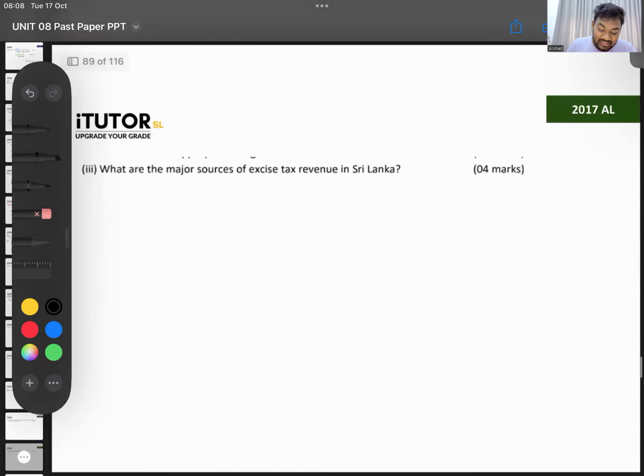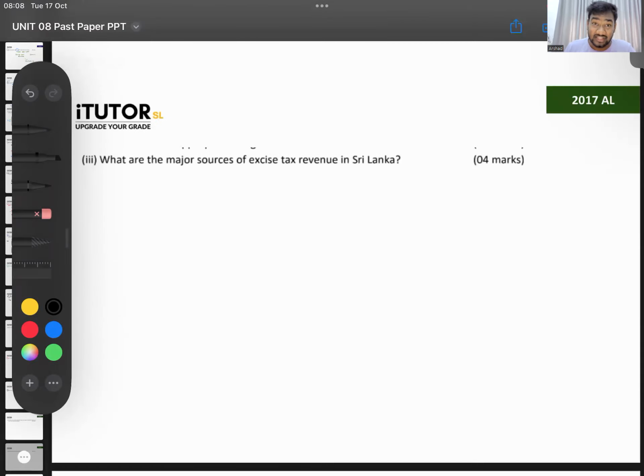Then here, major sources of excise tax revenue. Now this was something very new for us, guys. When we were studying in 2017, we only knew there are types of tax. Income tax is there, VAT is there, excise is there. But we don't know what is inside excise. I remember excise was on alcohol and stuff. But for 4 marks, you had to write 4 points. That was a little tricky.